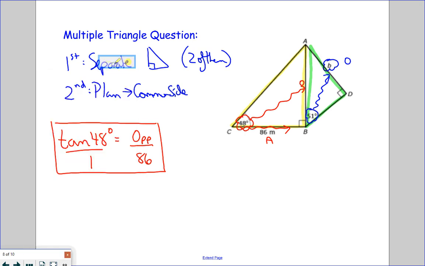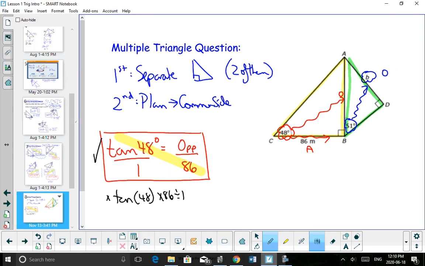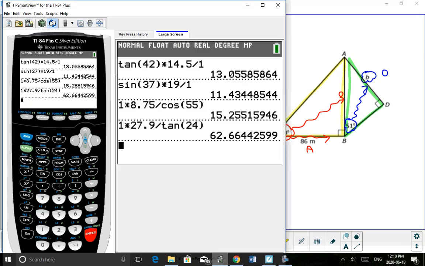So again, multiply without the letter. So on your calculator, you're going to go tan 48 bracket times 86 divide by 1. So I need to see this, I don't need to see that. So tan 48 times 86 divided by 1.